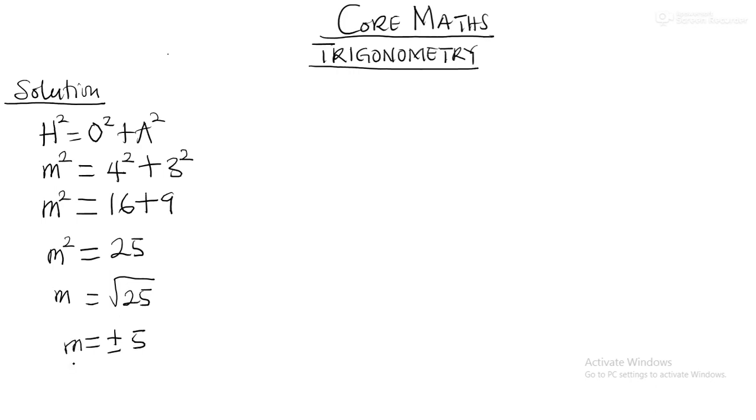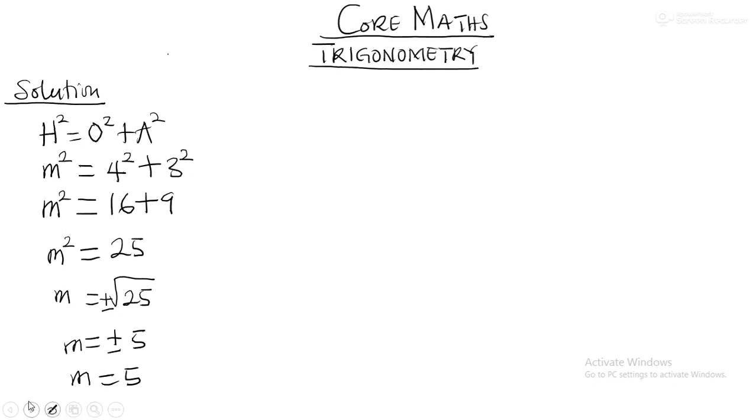Okay, but we are dealing with distance. With distance, we don't have negative distance. So in this case, our m will be equal to 5 and not minus 5, even though the square of minus 5 will also give us 25. So you have to take note that we are dealing with distance, so we don't have negative values.